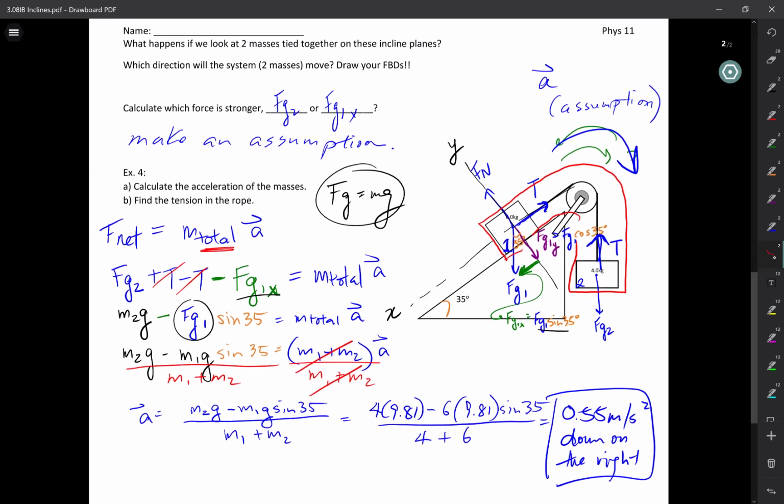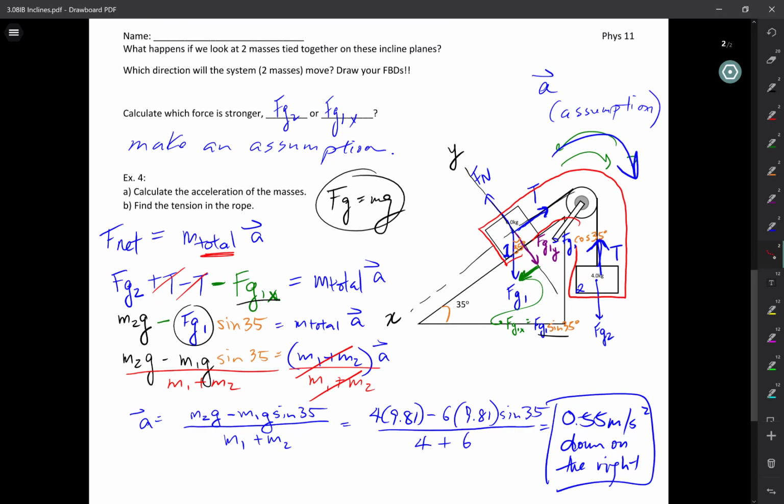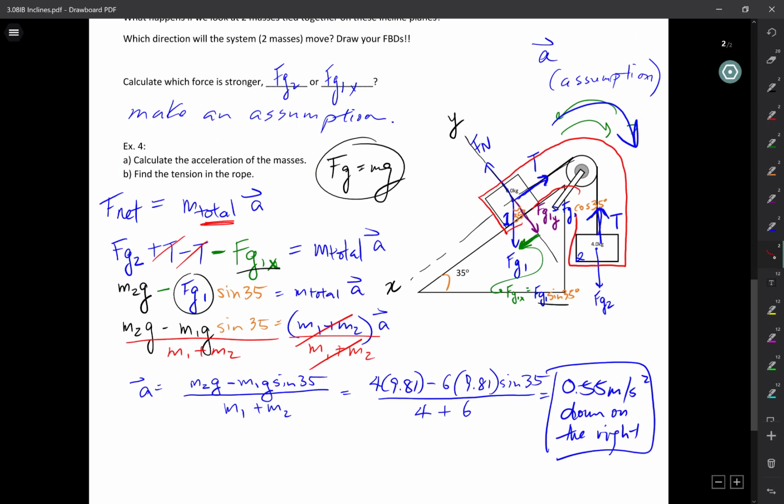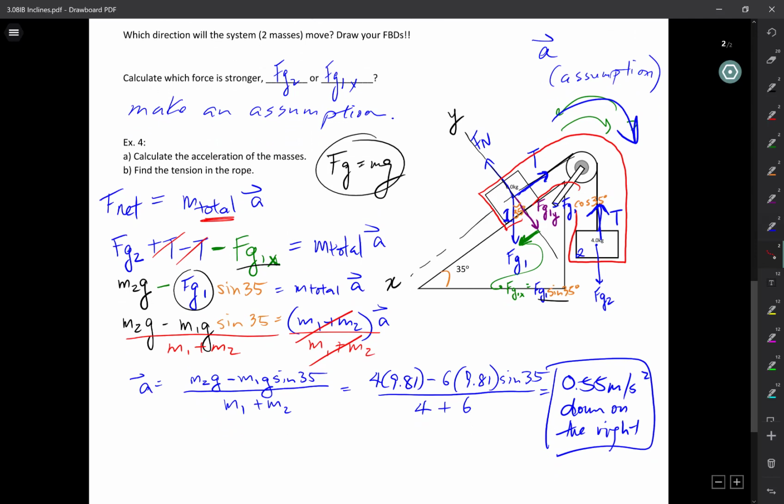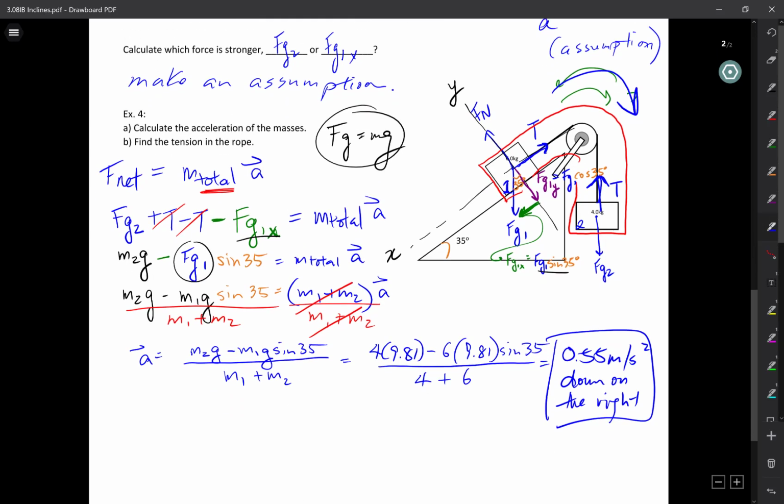So sometimes it's just much easier to go ahead with the problem, make an assumption, and self-correct at the end, as opposed to calculating whichever force is larger to make that decision for yourself. So that is how you could tackle question A with the acceleration of the masses. Because now what we can do is tackle B, which is finding the tension in the rope.